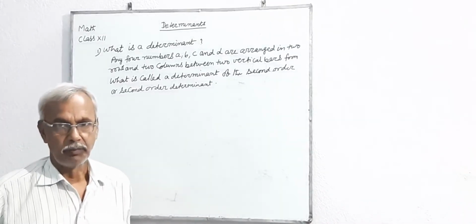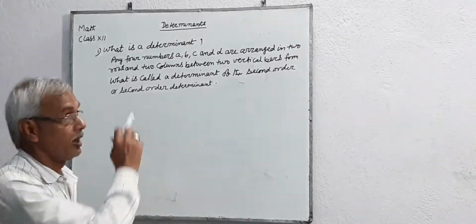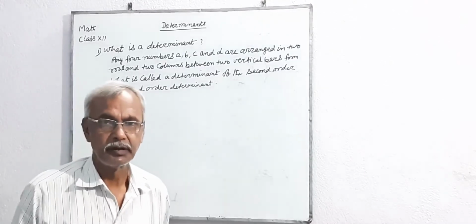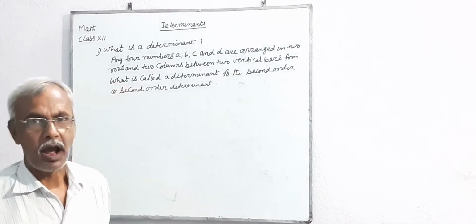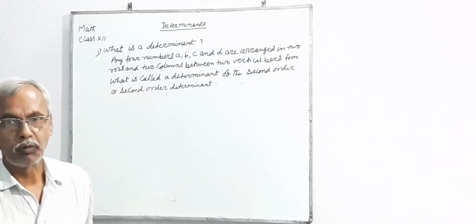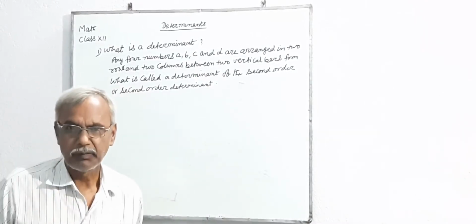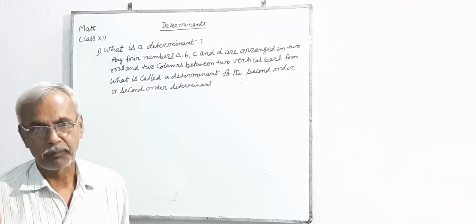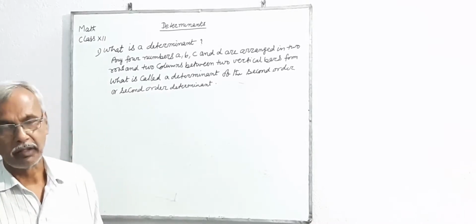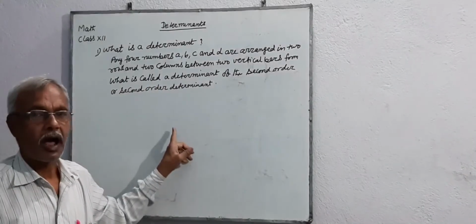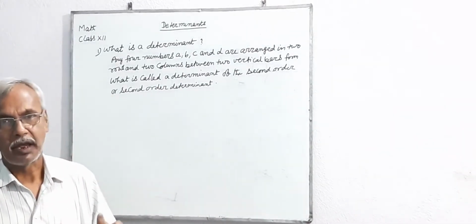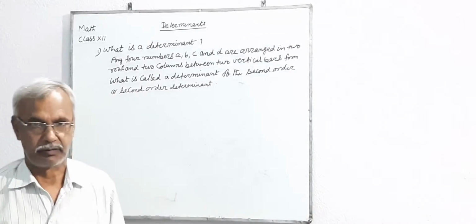I, Sanjay Kumar, start determinants. In the previous class, we read about matrices and the algebra of matrices. Before going to the adjoint and inverse of a matrix, we must know about determinants. Hence, we start determinants. After determinants, we will again study the adjoint and inverse of a matrix.